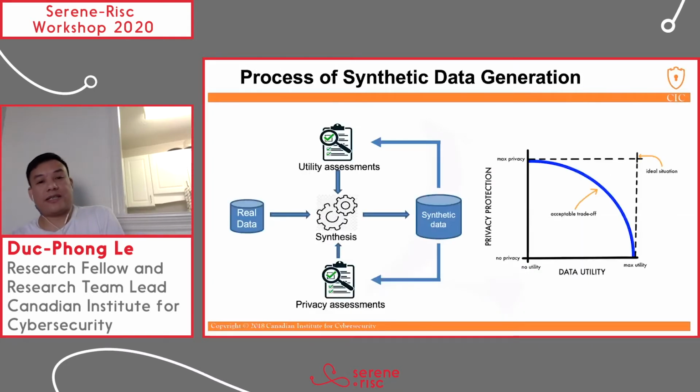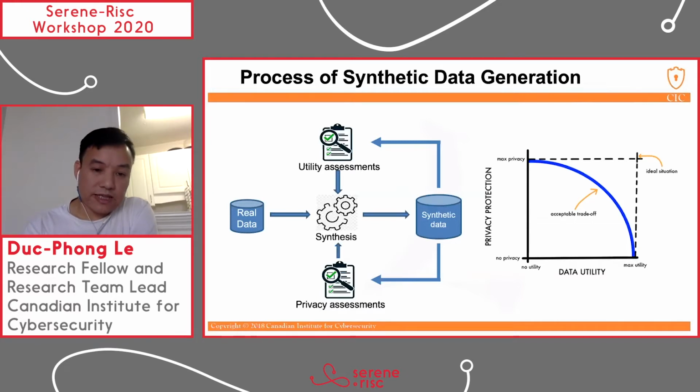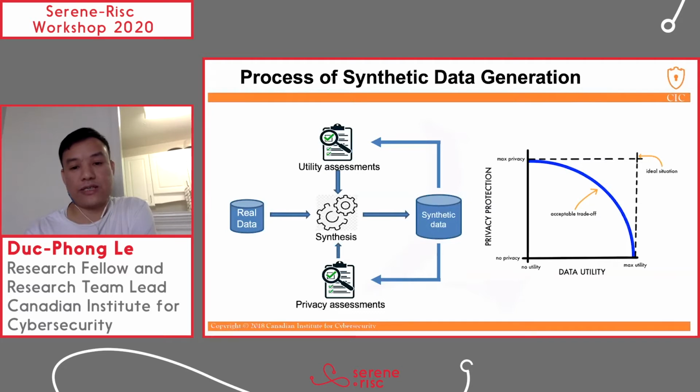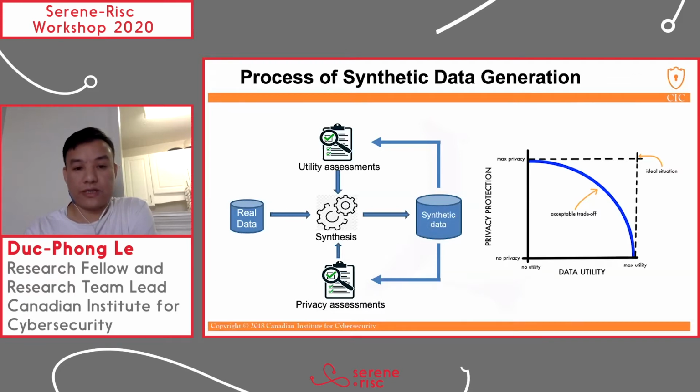This picture shows the process of synthetic data generation. So we have a synthesizer. It takes as input an original data set and produces a model, and after that generates synthetic data. This synthetic data will be evaluated based on two properties, utility and privacy. The result of the evaluation will be fed back to the synthesizer to improve the synthetic data.